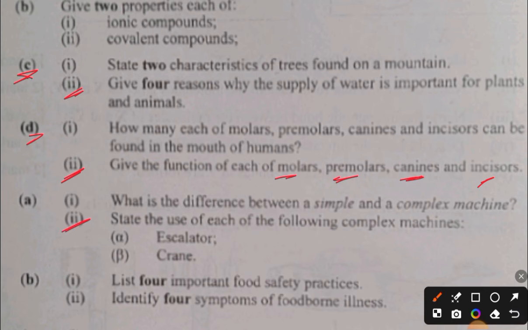II. State the use of each of the following complex machines. Escalator. Escalators are used in moving staircases. Then a crane. A crane is a machine which is used to lift heavy materials.